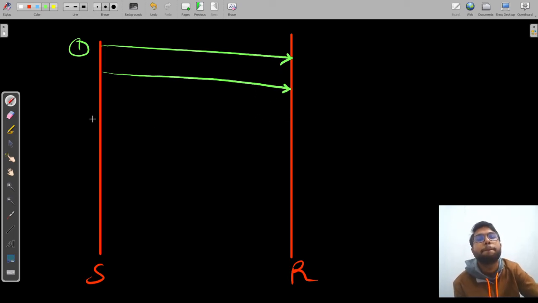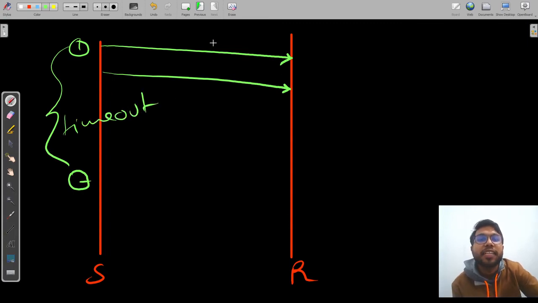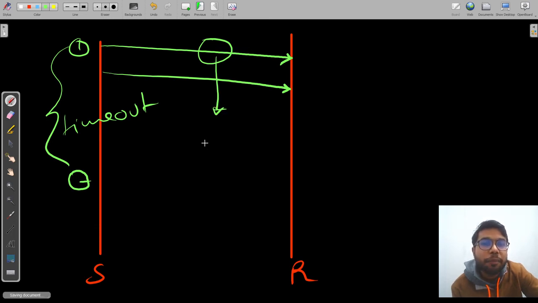Okay. What happened was this packet's timer expired, and I did not receive an acknowledgement for it. That means a timeout happened. And we are saying one possible cause of this packet being lost is what?